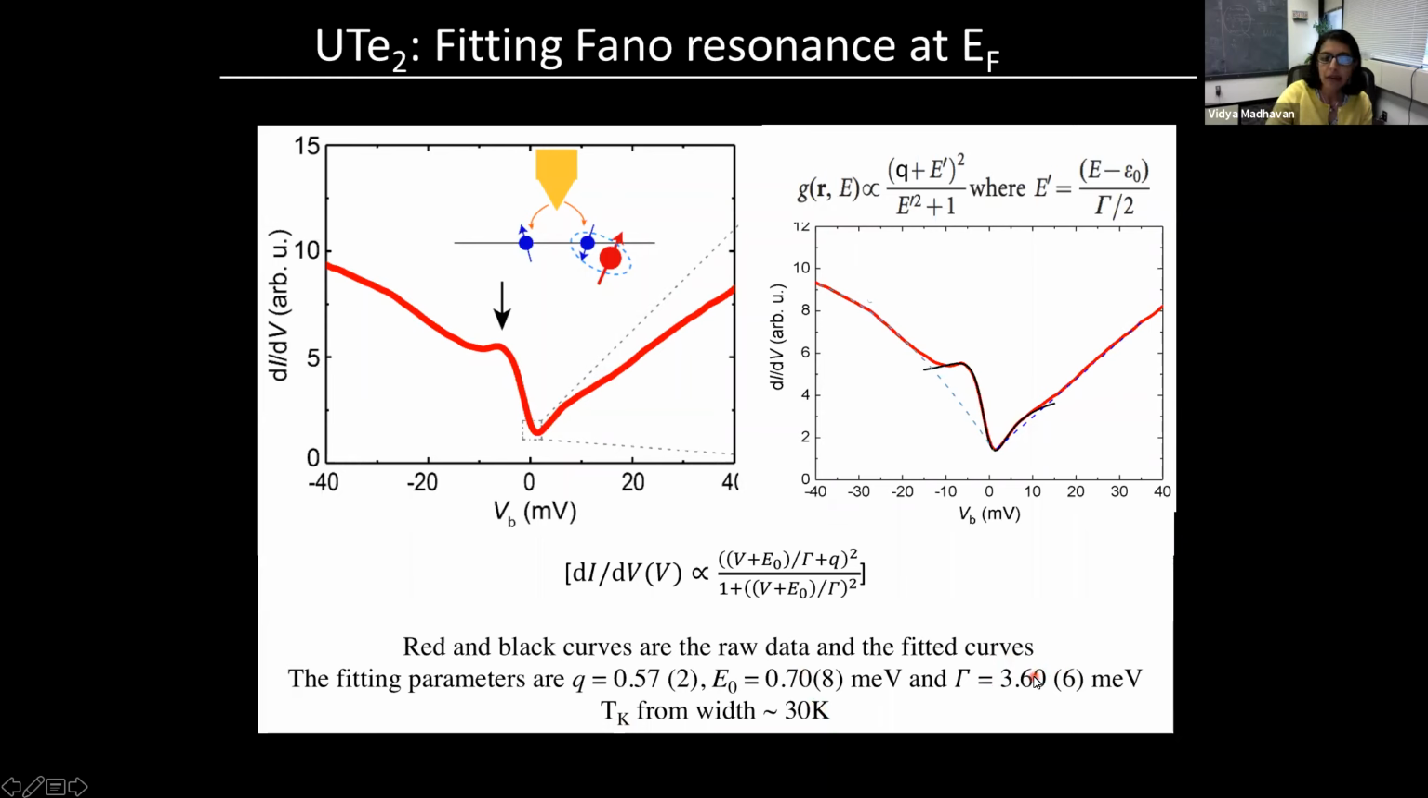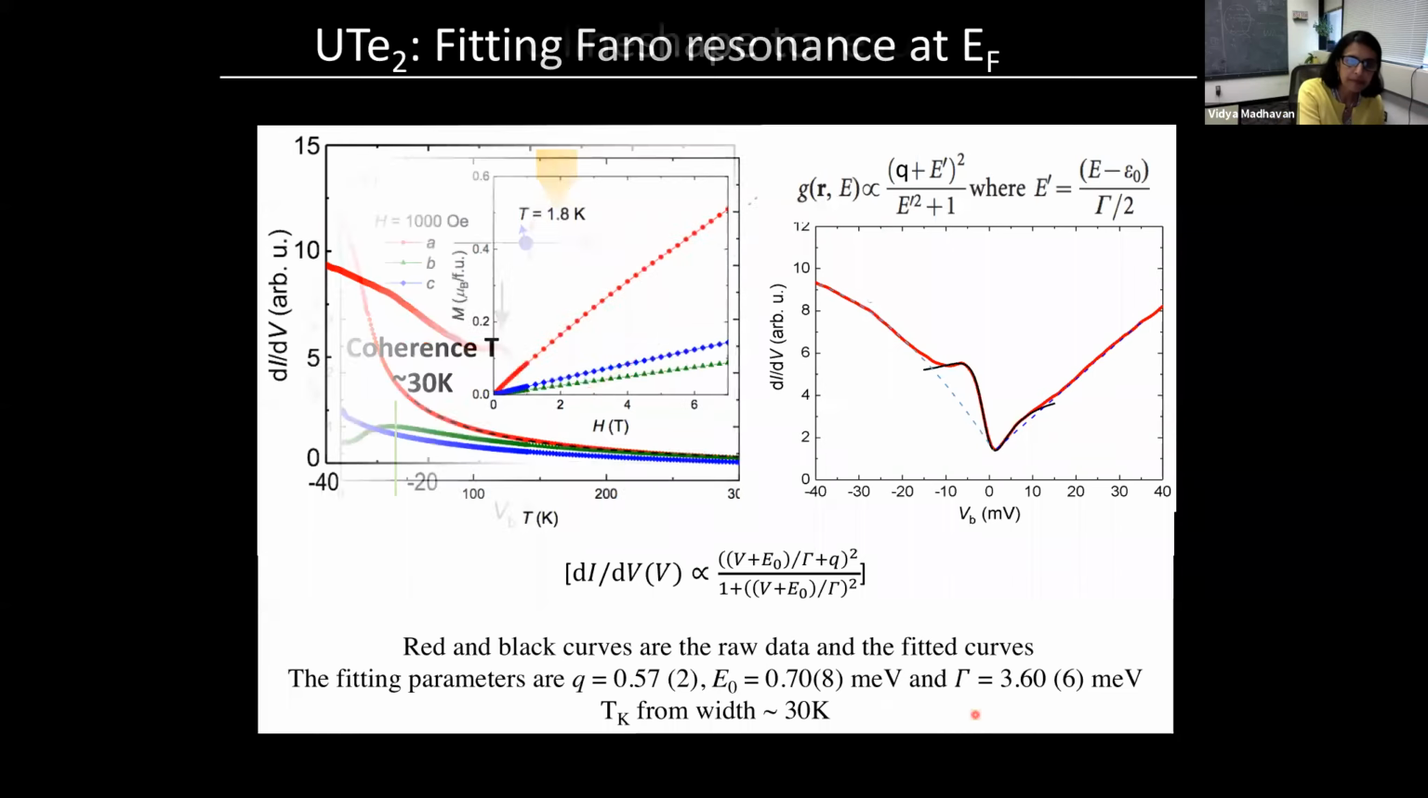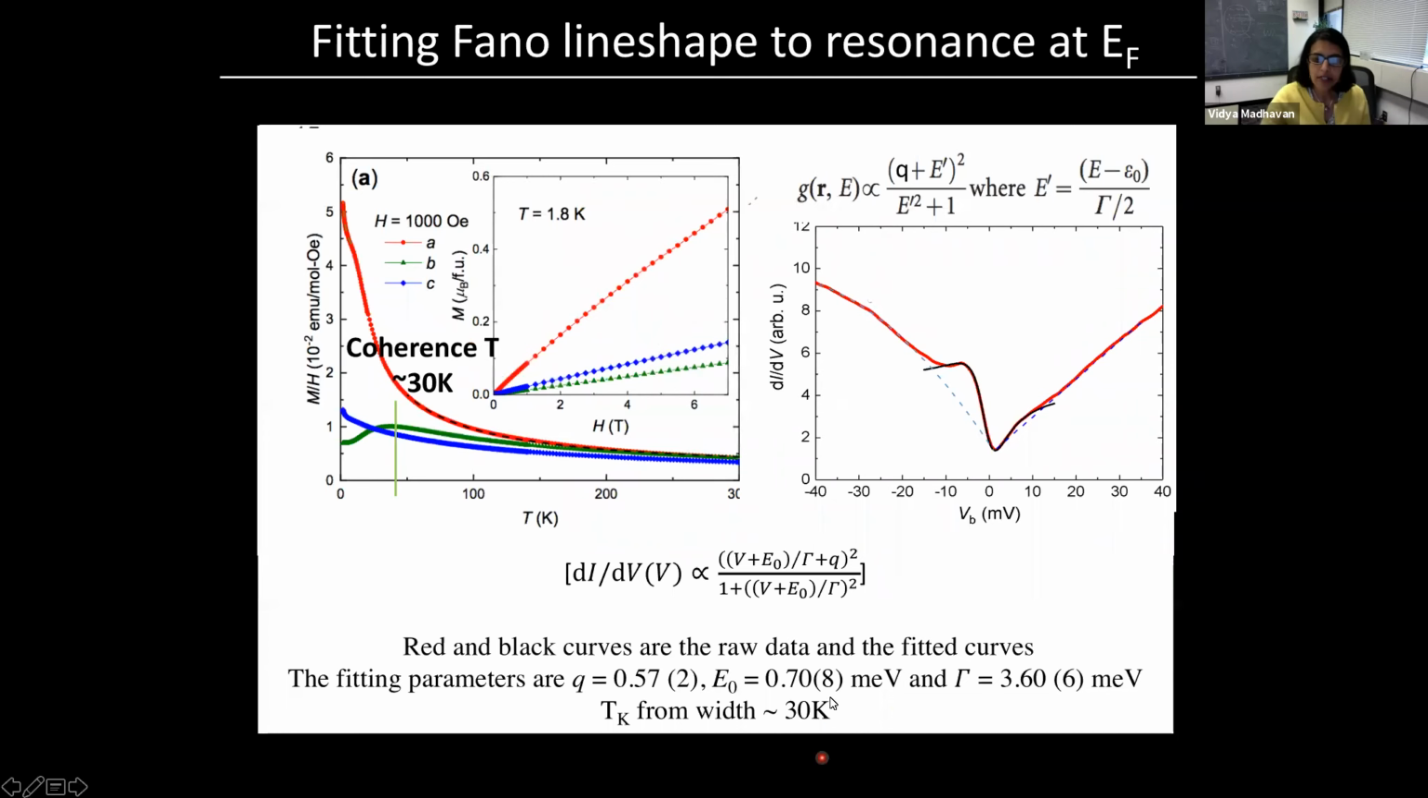So it's a pretty narrow band. And the position is centered very close to the Fermi energy. So it's about a millivolt from the Fermi energy. So you have a narrow band right at the Fermi energy, and this is your F band. This coherent temperature of 30 Kelvin is also very consistent with the magnetization measurements. Along the B-axis, you can see this downturn, and that's when the Kondo coherence kicks in.